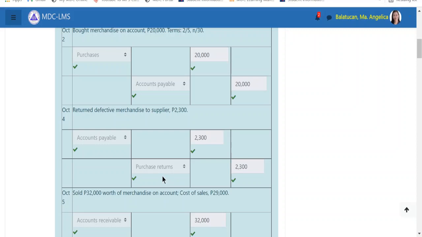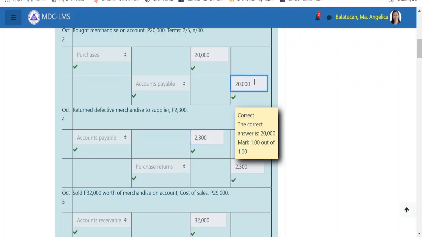In effect, the 2,300 will be deducted from the 20,000 credit. Why do we deduct? Because they have different balances. The previous transaction was recorded with a credit to accounts payable, and later on October 4, there was a debit to accounts payable. So if the balances differ, there would be a deduction in the account.